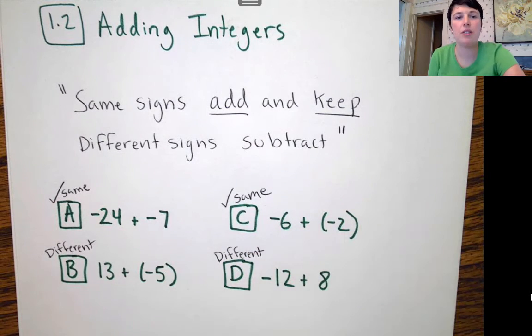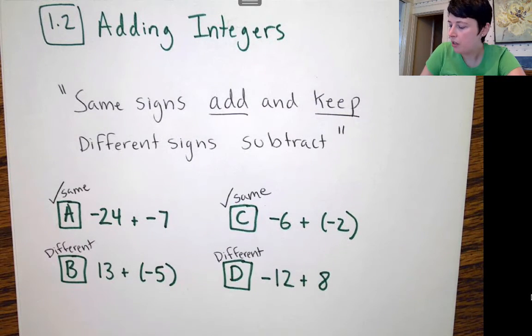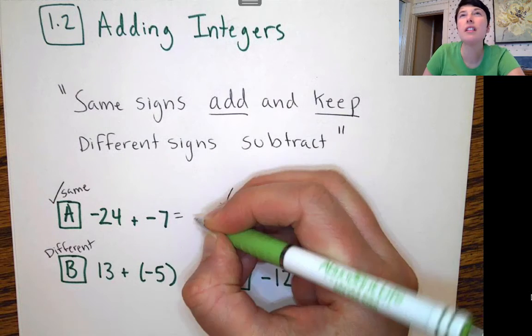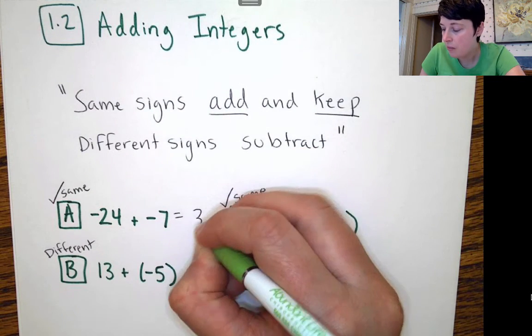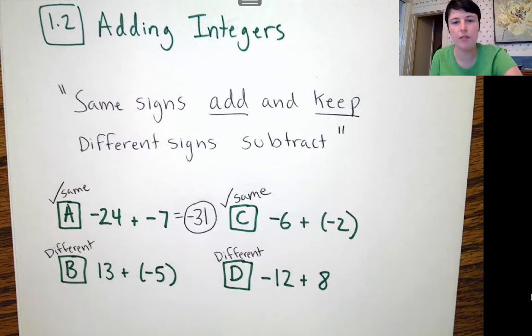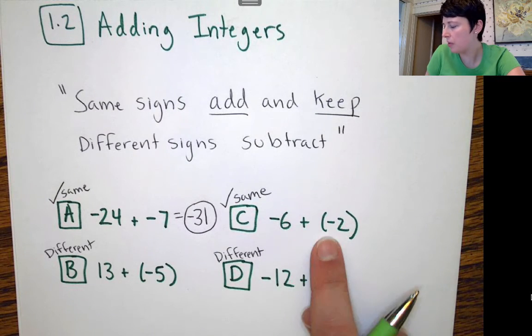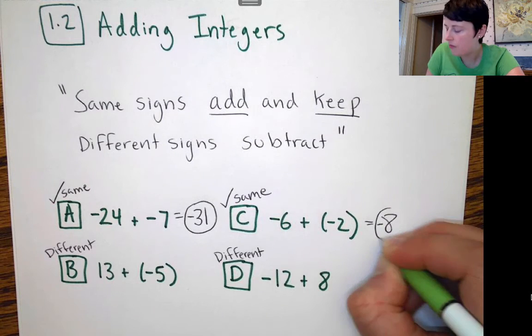Now I'm ready to actually solve this. So same signs, add and keep. Well, here are my same sign problems. I'm going to add and keep. 24 plus 7, let's see, 24 plus 7 is 31. And I'm going to keep, so that means keep them negative because they're all negatives. There we go. Same signs, add and keep. So 6 plus 2 is 8, and I'm going to keep them negative.